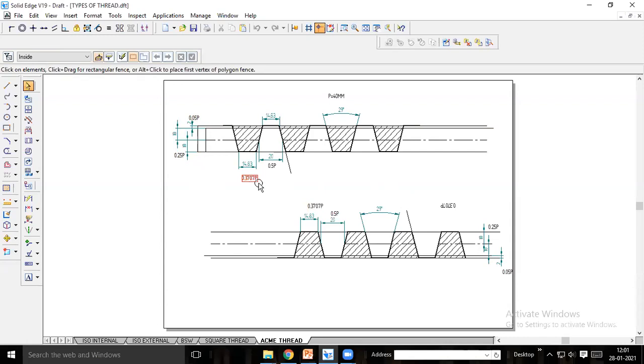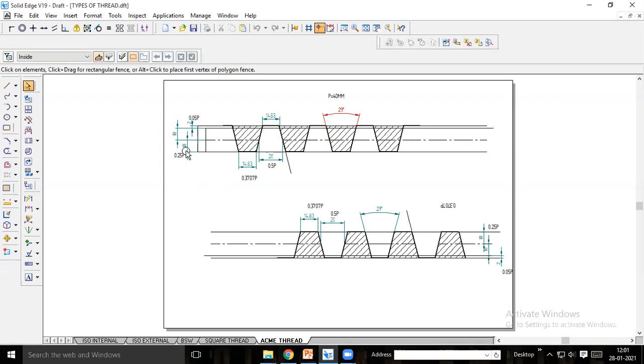So this is very important here. Okay, the flank angle is 29 degrees here. So here you will have an inclined flank face. In ISO you will have 60 degrees. In BSW you will have 55 degrees. Whereas in the Acme thread it is only 29 degrees. In the square thread the flank faces are parallel to each other. There is no angle. You should be able to notice the difference here. Here it is 29 degrees.